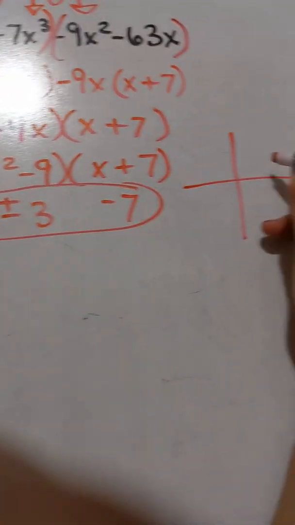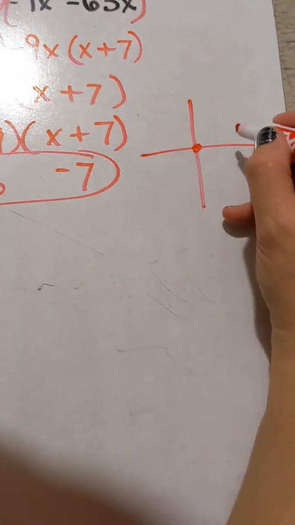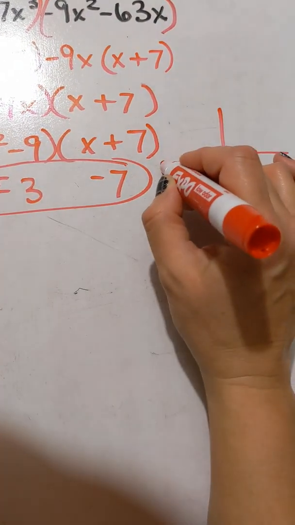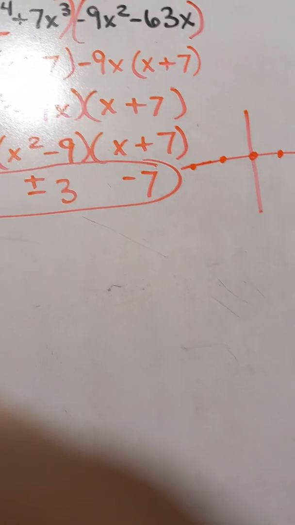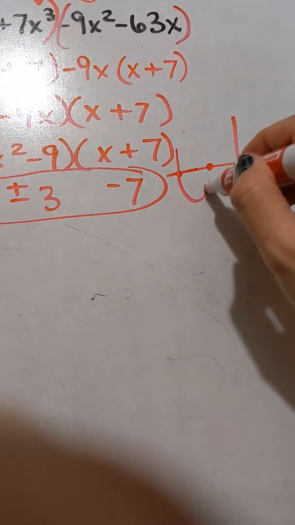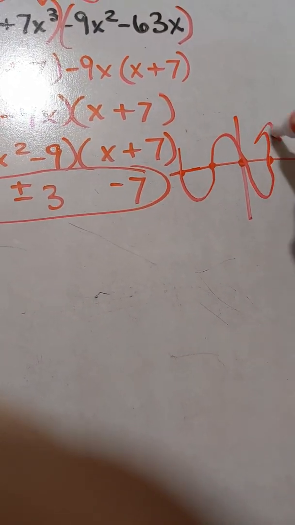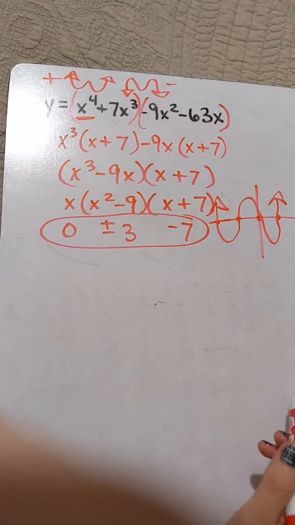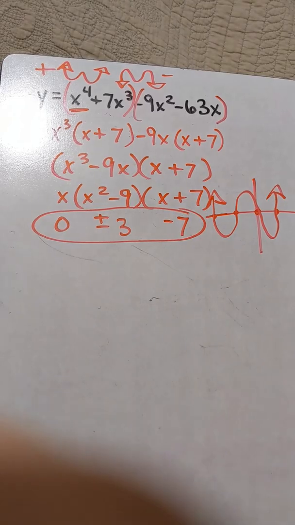All right, so put 0, and then positive 3, negative 3. Oh, negative 7. That's going to go off the graph just a little bit. And then our W shape. These don't have to be fabulously drawn at this point. Okay, good enough. Let's look at another one.